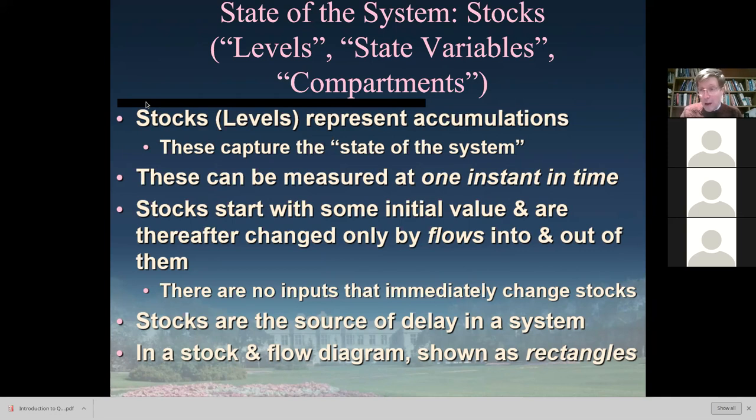They completely characterize what is the situation at this point in time, so that any forward change is dependent on that. Remember, dynamic systems are systems where what happens in the next little bit depends on what is the case now. The stocks are what is the case now. It's the state of the system. They can be measured at an instant in time. You could measure the amount of water in your bathtub. You could measure the number of people in the ICU or the number of people in the hospital.